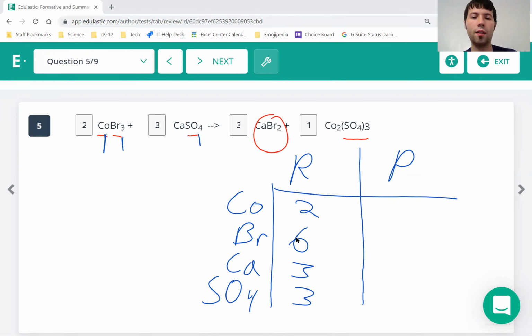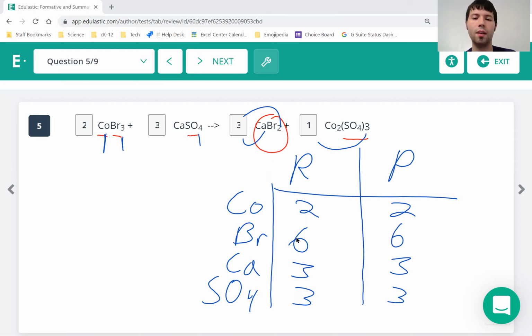On the right side, I have 3 times the subscript of 1 for calcium, so I have 3 calcium. 3 times the subscript of 2 for bromide, so I have 6 bromide. 1 times Co2, so I have 2 cobalts. And 1 times the subscript of 3, I have 3 SO4. So yeah, 2, 2, 6, 6, 3, 3, 3, 3.